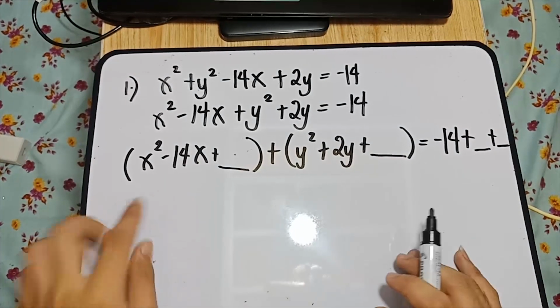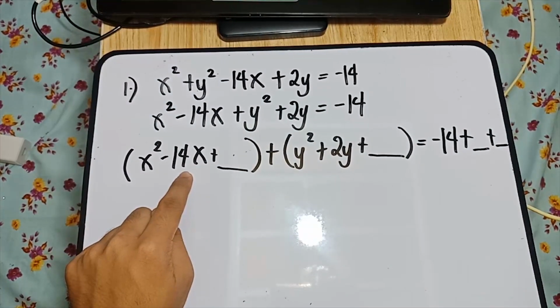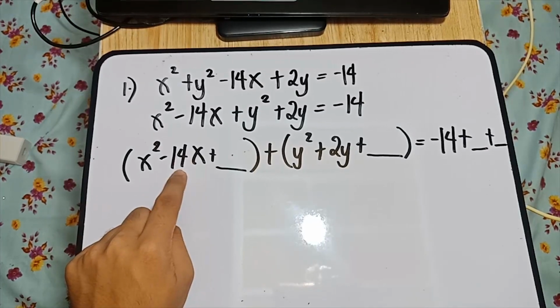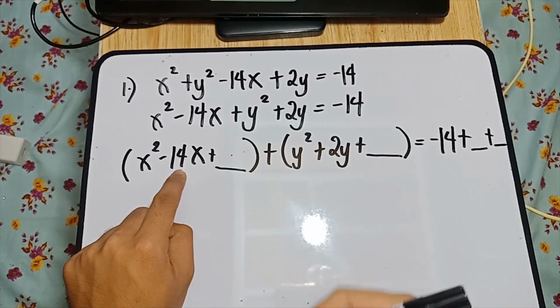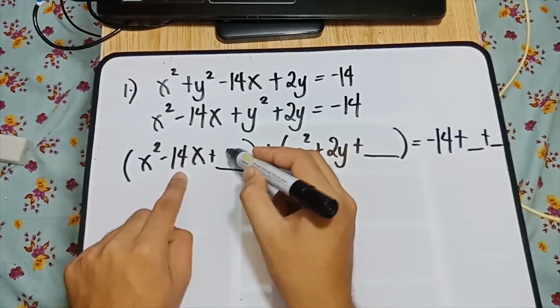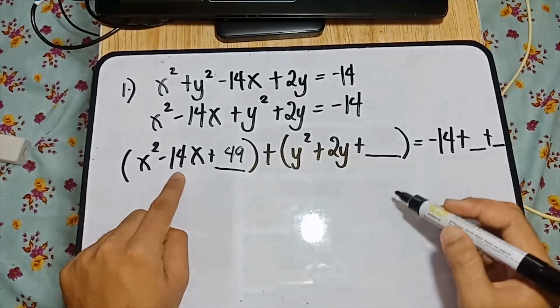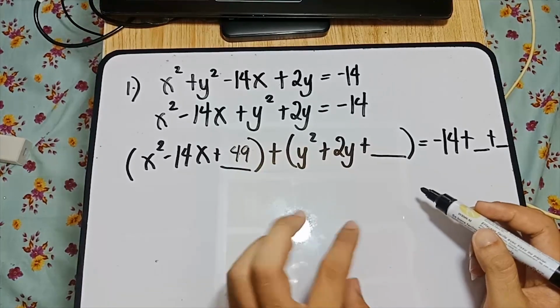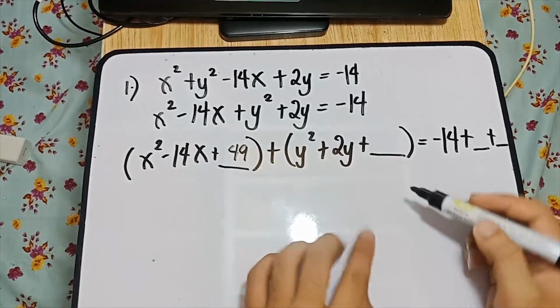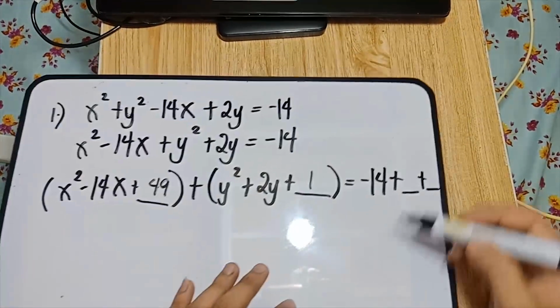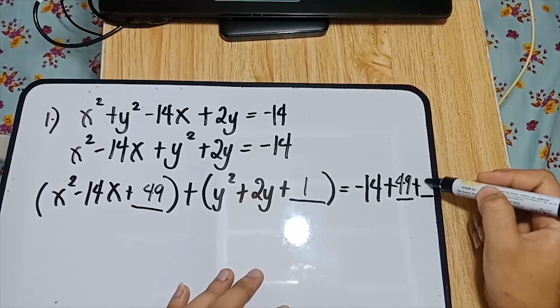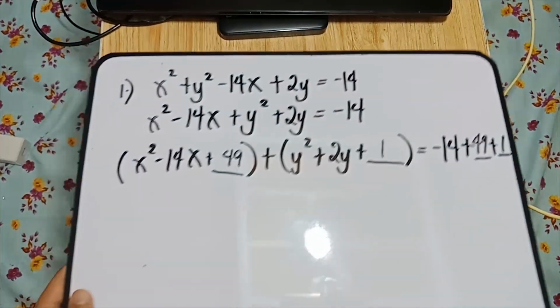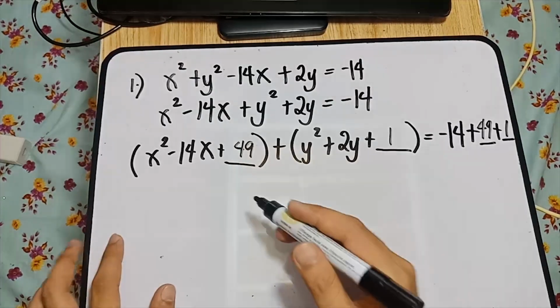And by doing that, divide the middle term by 2. That is 14 divided by 2. That is 7. Squared. That is 49. And also, ganun din sa kabila, sa y. 2 divided by 2, that is 1. Squared, that is 1. So, nagdagdag tayo ng 49, tsaka 1. So, yan na natin to.